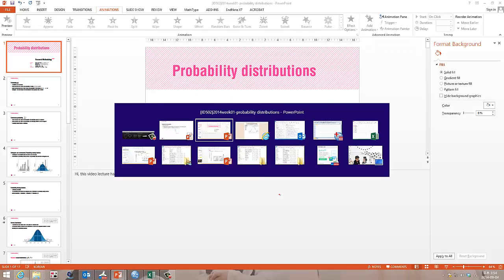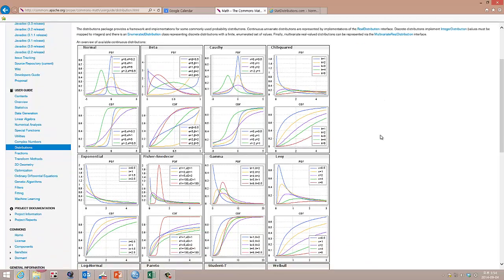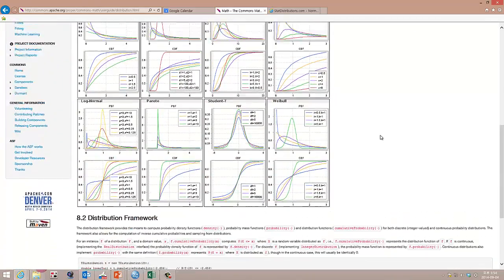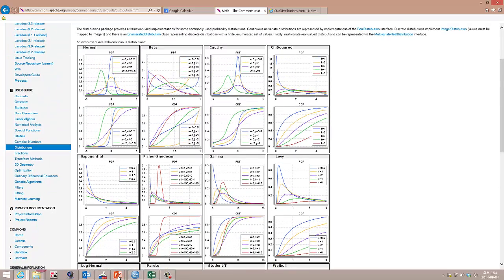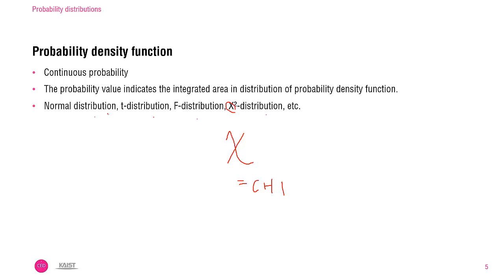Let me show you. Here you can see many different distributions, and among these, what we typically use are fortunately limited to these four. And now we look into what normal distribution is.